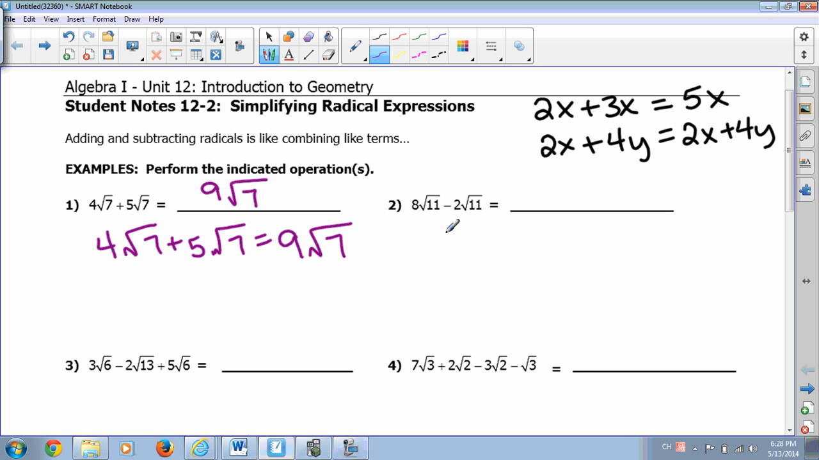Okay, now that you've had a few minutes to work on number 2 on your own, you should have seen that the square root of 11 and the square root of 11 are the same in both of these terms, so you can just simply subtract them. 8 minus 2 are the numbers on the outside. 8 minus 2 is 6, and then the square root of 11 you would leave alone. So 8 square root of 11 minus 2 square root of 11 is 6 square root of 11.